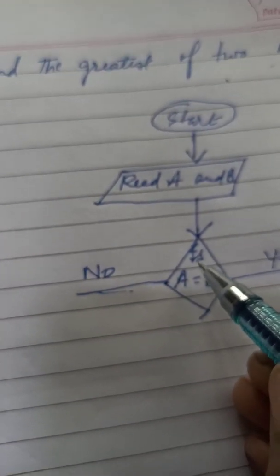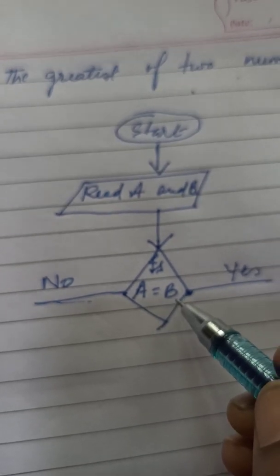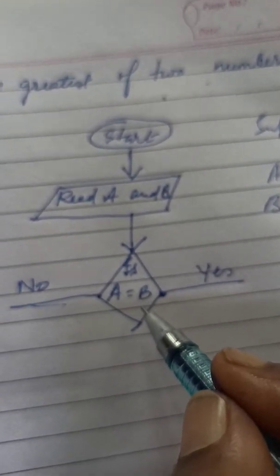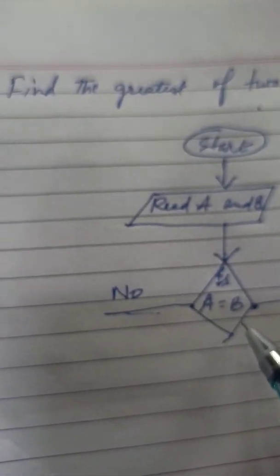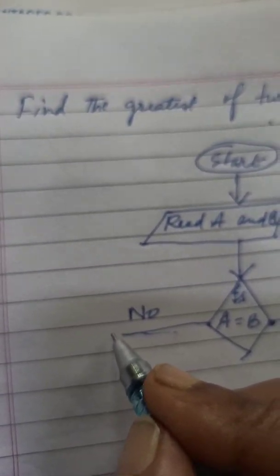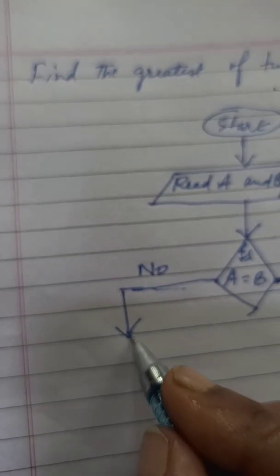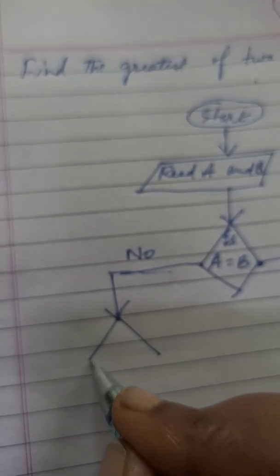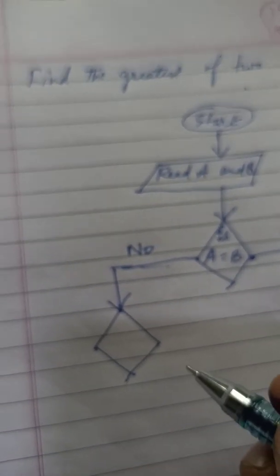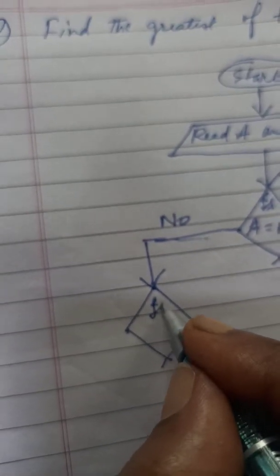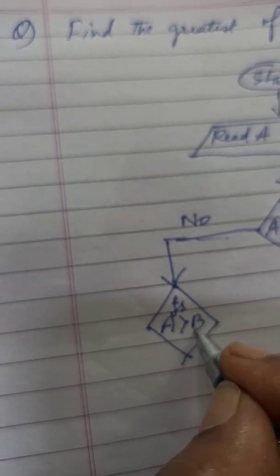Now let us take the decision. Is A equal to B? By seeing the values, my answer is no, meaning A is not equal to B. When I am on the no part, again the flow line will continue, and again I have to take one more decision. So you have to make one more decision box. Here you have to decide whether A is greater than B or not.